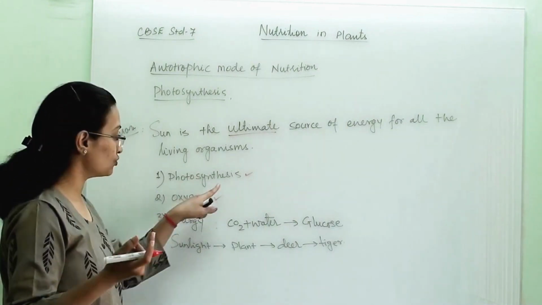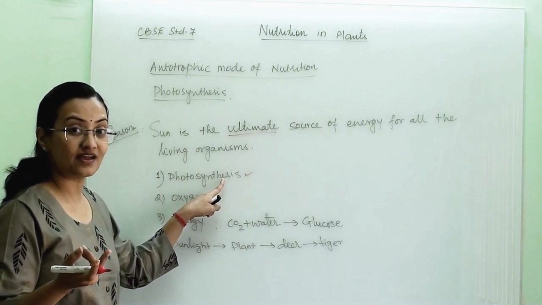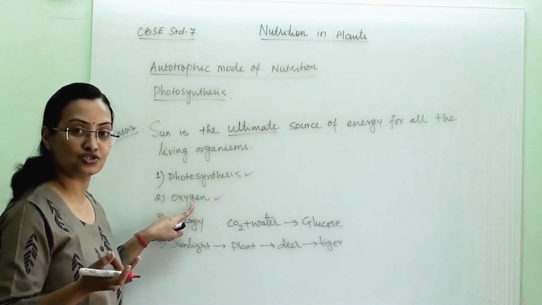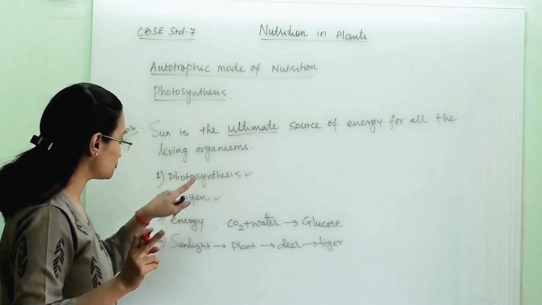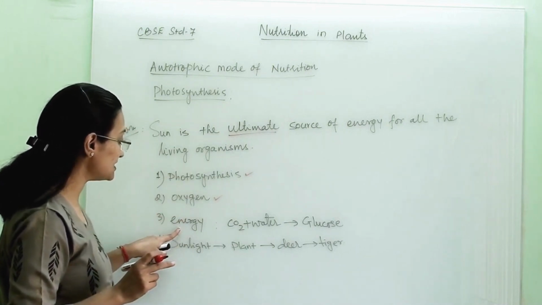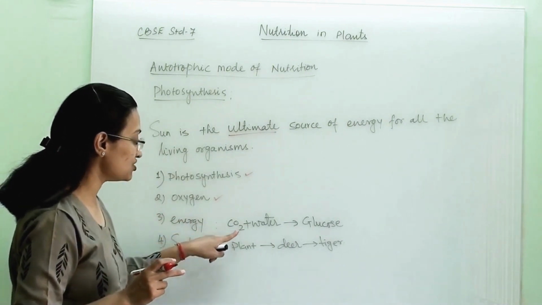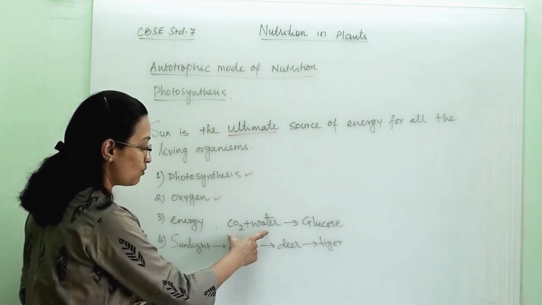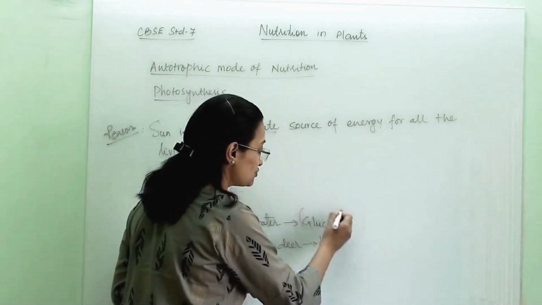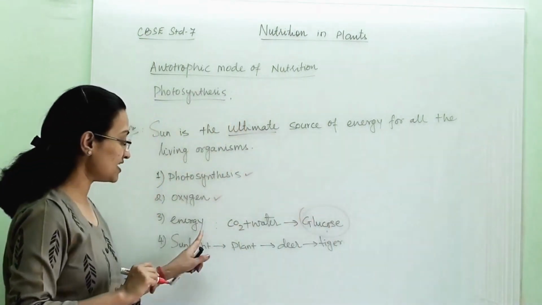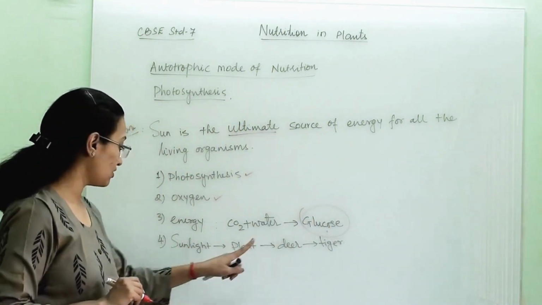Without sunlight, photosynthesis is not possible, and if it is not possible, then the oxygen level will not be balanced in nature. That is why the sun is important. Then third, it gives out energy. Carbon dioxide and water combine in the presence of sunlight and produce glucose. So that's why the sun is also important.